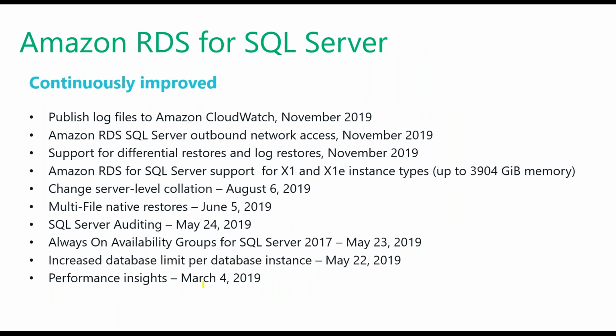Amazon RDS is a service we continuously improve, so these are just some of the features that we released this year and in the past 9 months or so. The one that I would especially want to highlight is Performance Insights, which we released in March. I'll have a few slides where I talk about monitoring, and I'll cover this. We've also released support for always-on availability groups for SQL Server 2017. This was in May this year.